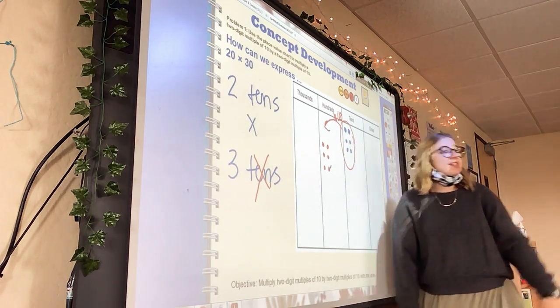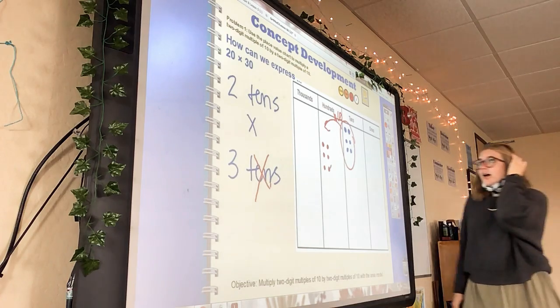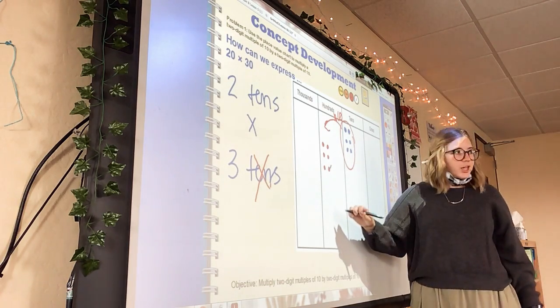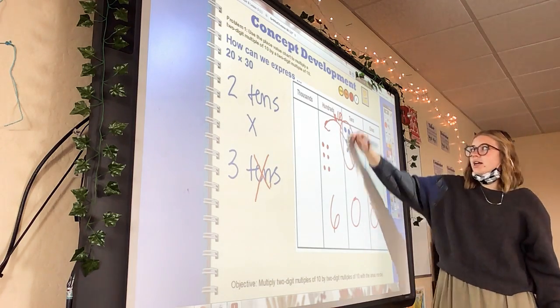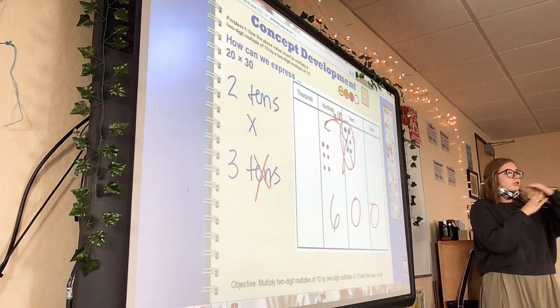Yep. So I still have to show you the area model. But that leaves me with how many in the hundredths place? 6. And then 0 and 0.